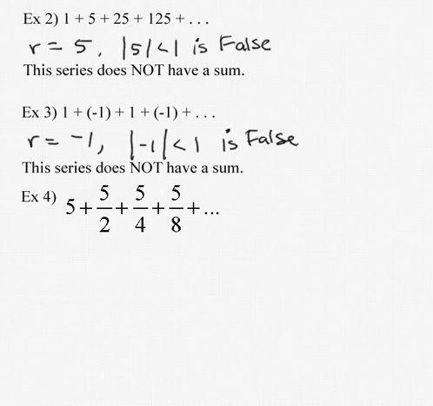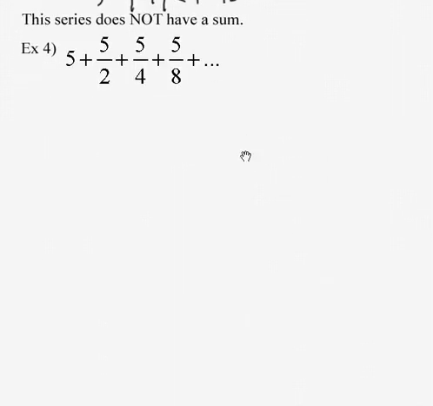How about the next infinite geometric series? 5 plus 5 halves plus 5 fourths plus 5 eighths plus, and that pattern goes on forever. Our common ratio is 1/2. 5 times a half is 5 halves. 5 halves times a half is 5 fourths. 5 fourths times a half is 5 eighths. The absolute value of 1/2 being less than 1 is true.